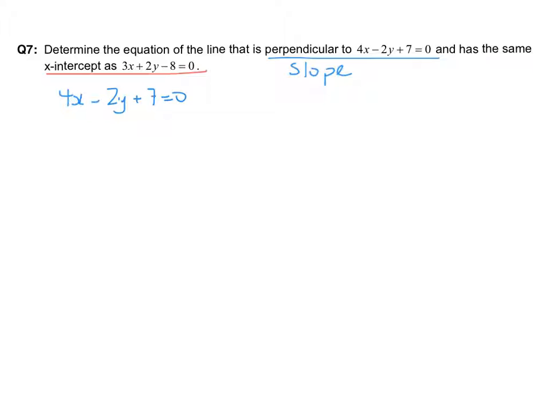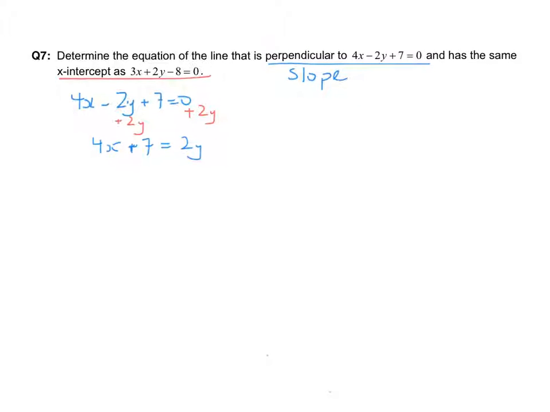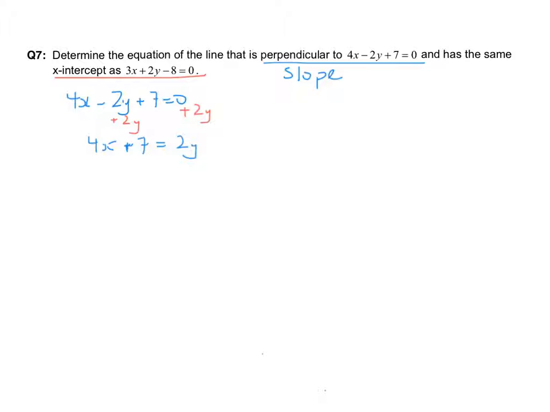All right. I need the slope of this. So what I'm going to do is rearrange this in the y equals mx plus b form. I'm going to add 2y to both sides here to start getting the y by itself. That leaves me with 4x plus 7 is equal to 2y, but I still need to get y by itself.